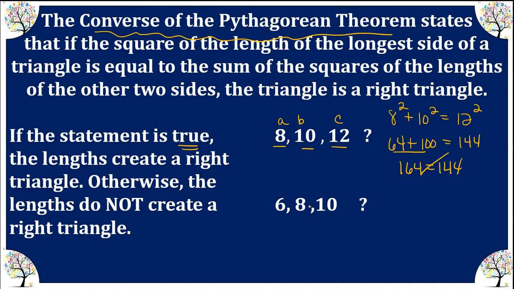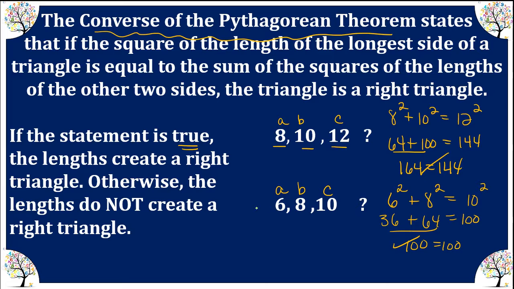Now let's try 6, 8, and 10. This would be our A, our B, and our C. We have 6 squared plus 8 squared equals 10 squared. We're going to square all of our terms, and we're going to combine, and we get 100 equals 100. Well, since this is true, this is a right triangle.